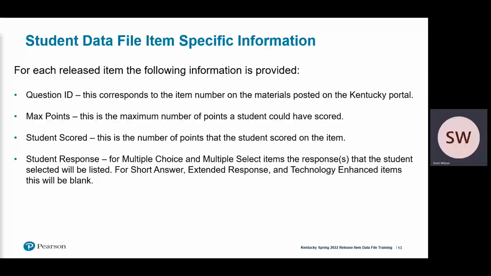The max points, this is the maximum number of points that a student could have scored. The student scored, this is the number of points that the student actually scored on the item. The student response, for multiple choice and multiple select, the responses that the student selected will be listed. And then for short answer, extended response, and technology enhanced items, this will be blank.